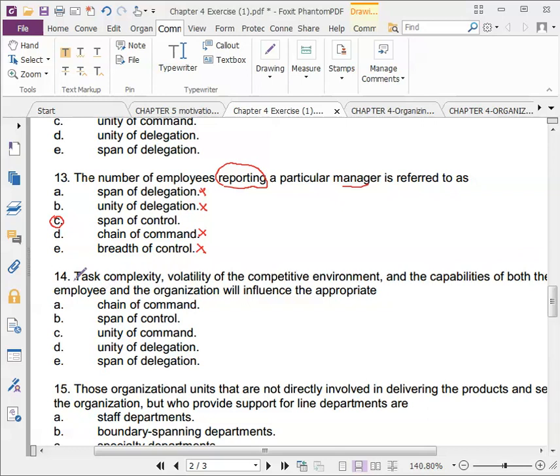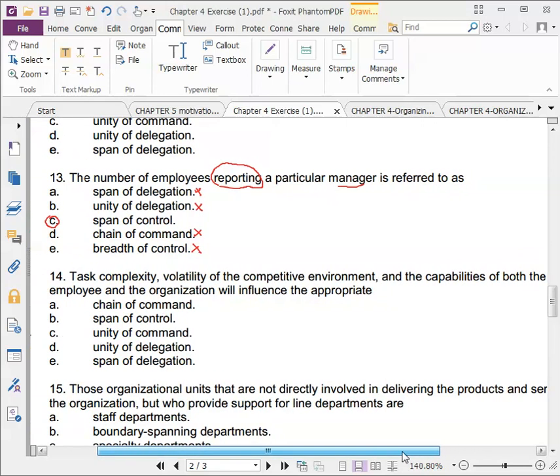Okay, let's continue. Number 14, task complexity, volatility of the competitive environment, and the capabilities of both the employees and the organization will influence the appropriate... These three things, task complexity, volatility of the competitive environment, and capabilities of the employees and organization will influence us as an organization to have a good, which one? Chain of command, span of control, unity of command, unity of delegation, and span of delegation. Which one?